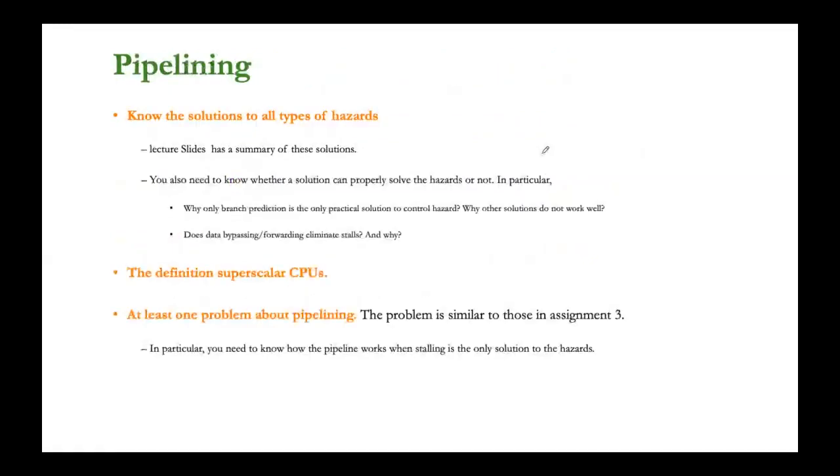So the second part of your midterm will cover pipelining. In pipelining, the solutions to all types of hazards: first, the structural hazards, second, your data hazards, and third, the control hazards and their solutions, which we discussed. So this is very important for your examination also.